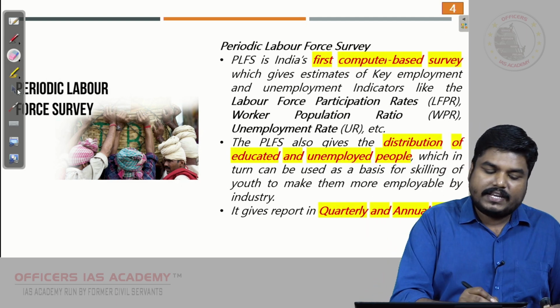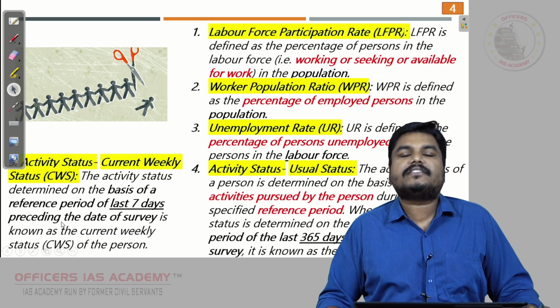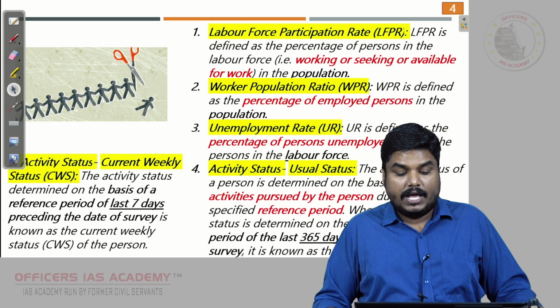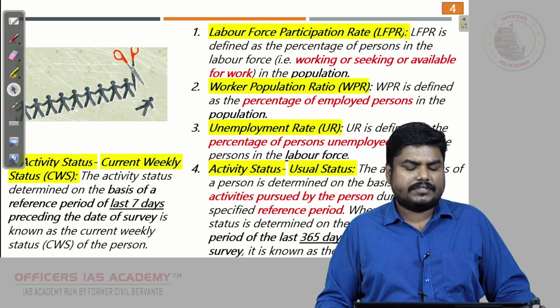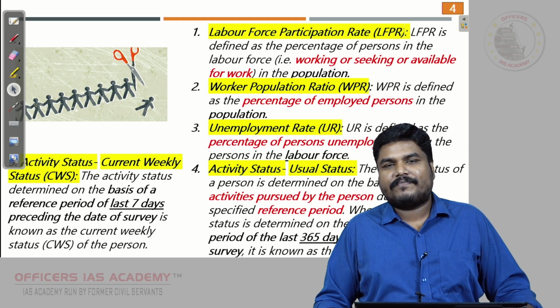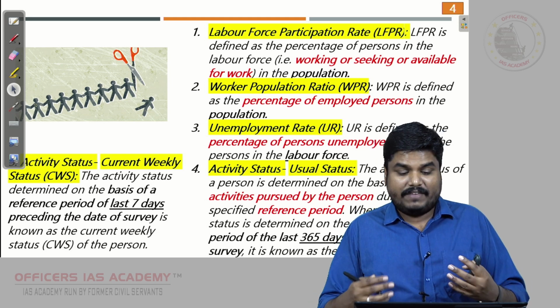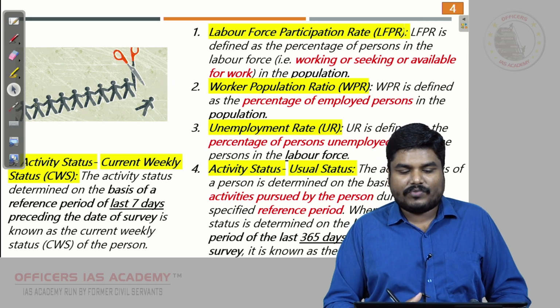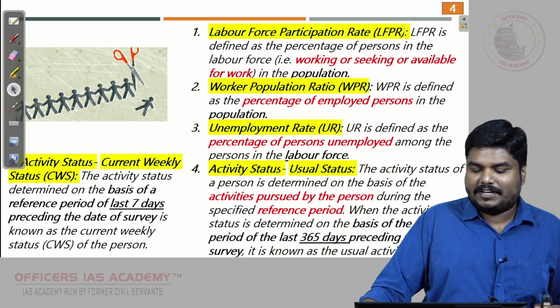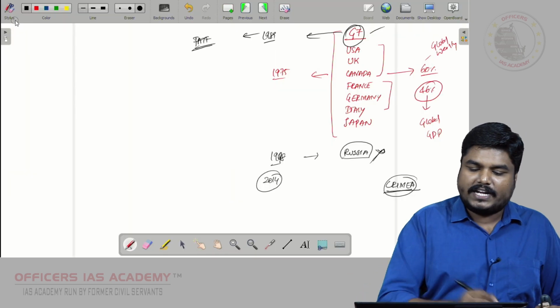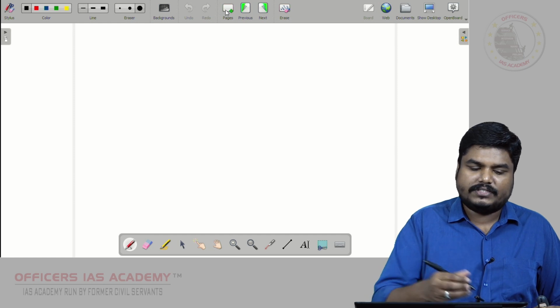They give the data under different headings called labor force participation rate, worker population ratio, unemployment rate, activity status, usual status, weekly status, daily status. So we should be very clear about these definitions. What is labor force participation rate, what is worker population ratio, what is unemployment rate, right? So we will try to understand those definitions.